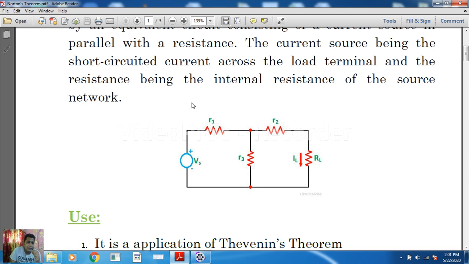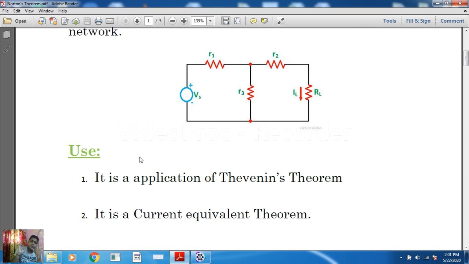Now I am telling you that Norton's theorem is an application of Thevenin's theorem. So the first point to remember: if we understand Thevenin's theorem very well, then we can very easily understand Norton's theorem, because the procedures and the concepts are almost the same in both cases. So first we come to the uses, then we'll go to the statement, so it will be better for you to understand.